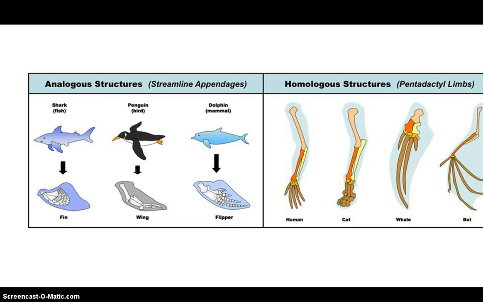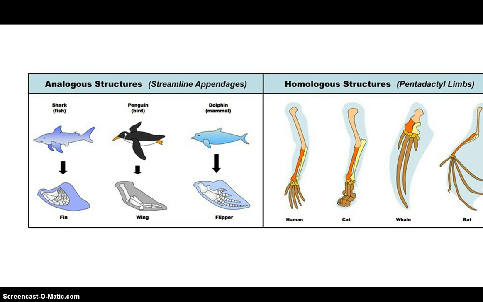Over on the left, the analogous structures, streamlined appendages. The shark, the penguin, and the dolphin all have fins and flippers that look the same, but they're put together very, very differently because they came from different places. So this is convergent evolution. They look similar, but they've got very different ancestors. And we can contrast that to the right, where we've got the homologous structures.